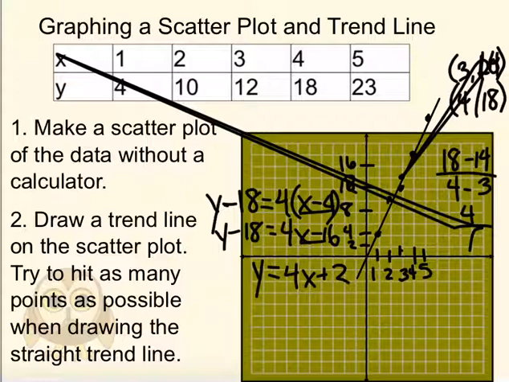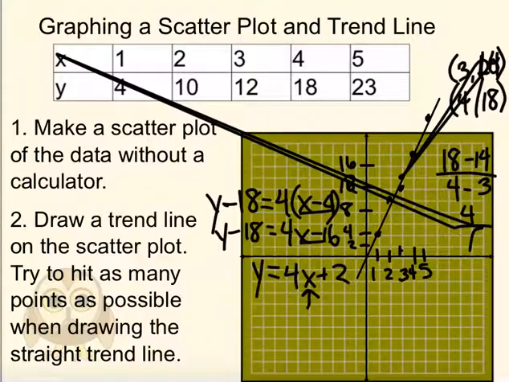And with this we can make a prediction. We can say, well, what would it be if x equals 6? So we would plug in 6 for x and see that y would be, with my trend line, about 26. Or we could try 10, or 50. We could put in any x and predict what it might be. It might not be that exactly in reality, but we can predict what it could be.